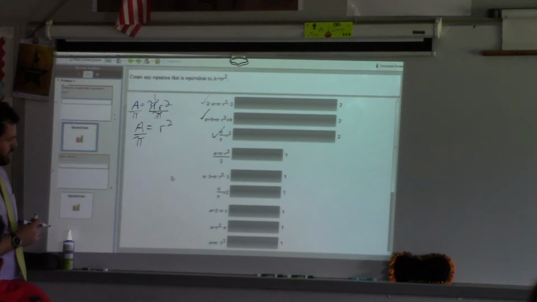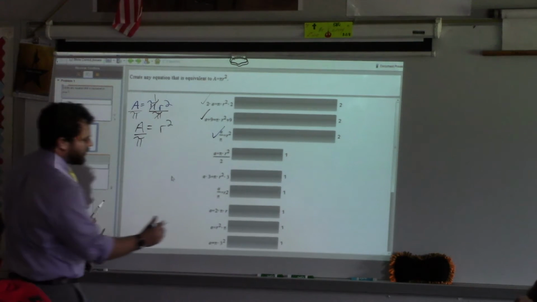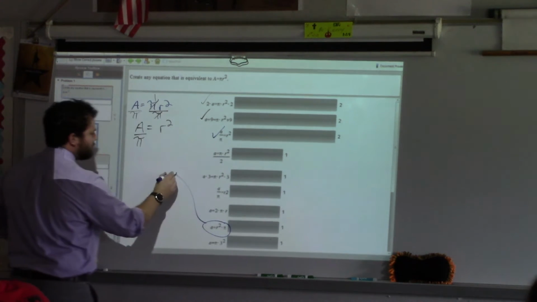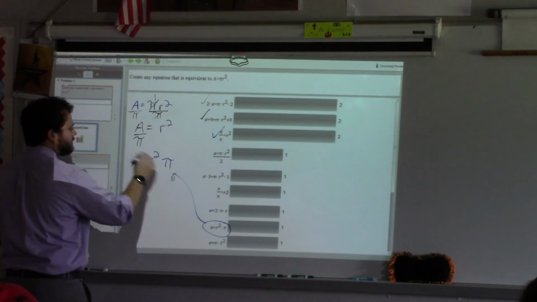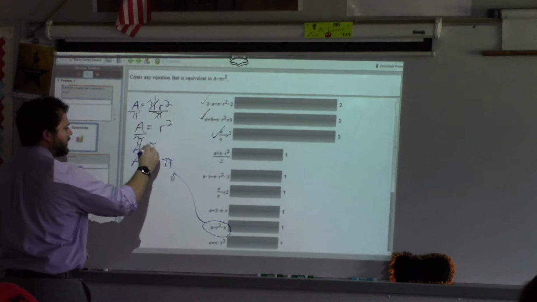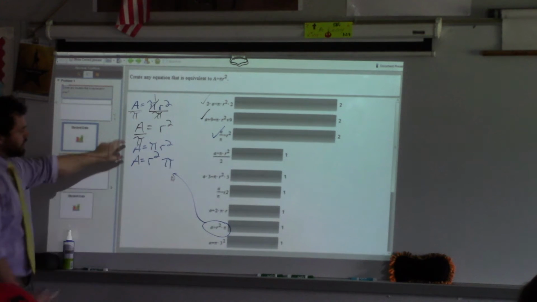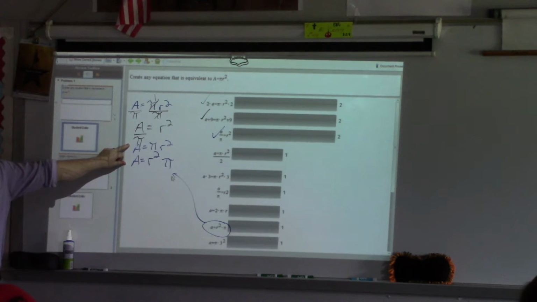See, quite a few answers. Ooh, I like this one as being different. Let's look at that. Okay? A equals r squared pi. That's what we started with, pi r squared. Are these two equations equivalent? Yes. Yes? Bashar, do you know why those two are equivalent?